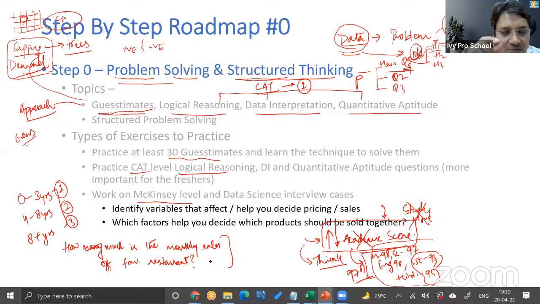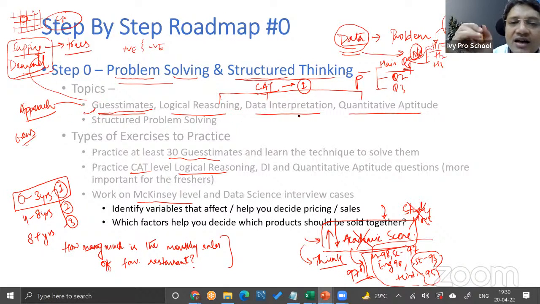All right. So that was step number 0, which is to be able to understand how to solve problems. Almost in all interviews, specifically very, very important for this set of people, the fresh college grads, almost always you'd be asked some kind of a guesstimate by good companies, logical reasoning, DI, and quantitative aptitude kind of a problem statement, right? Alrighty, let's go to step number 2, or step number 1 actually now.